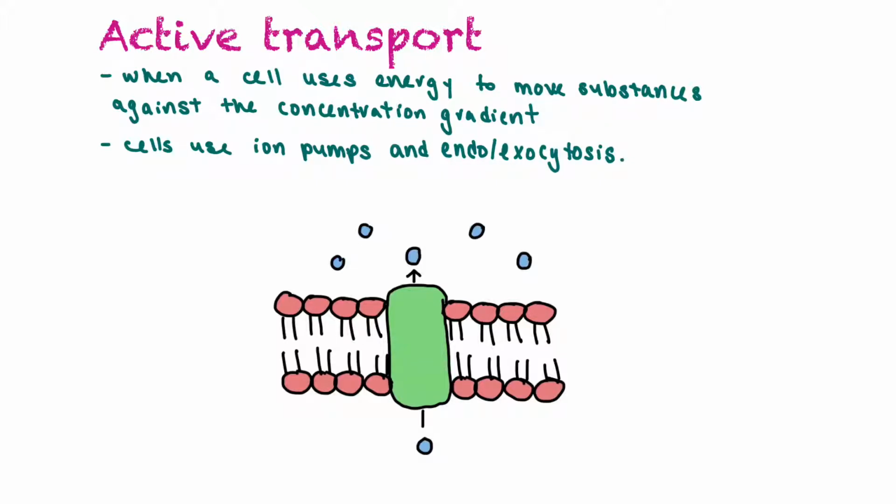Exocytosis is when a small vesicle or sac travels to the cell membrane and then fuses with the cell membrane and expels its contents out of the cell. So that's when the Golgi apparatus prepares proteins to be sent out of the cell. These all use energy because they're active transport.